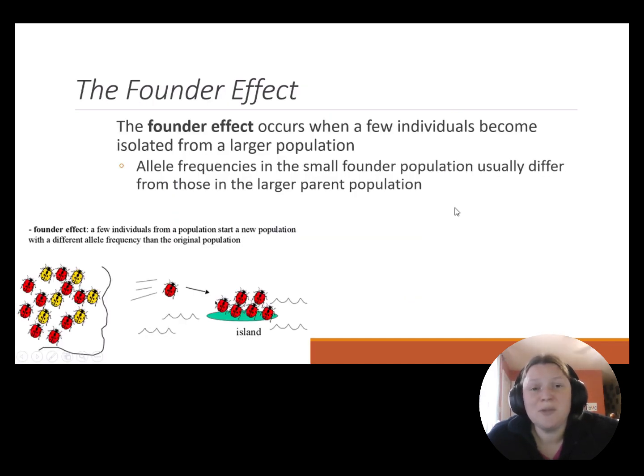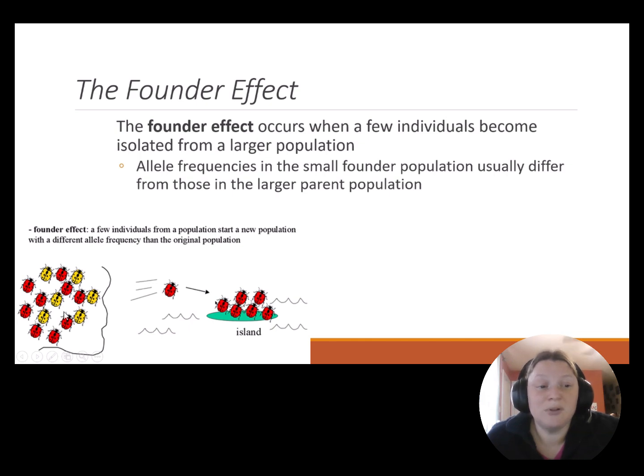So there are two major effects that can increase the genetic drift. The first one is the founder effect. Founder effect happens when a few individuals are isolated from a larger population. So they leave and found a brand new population. The allele frequencies in the small founding population are different than those of the parent population, and therefore their offspring are going to have a different allele frequency than the ones in the parent population as well.